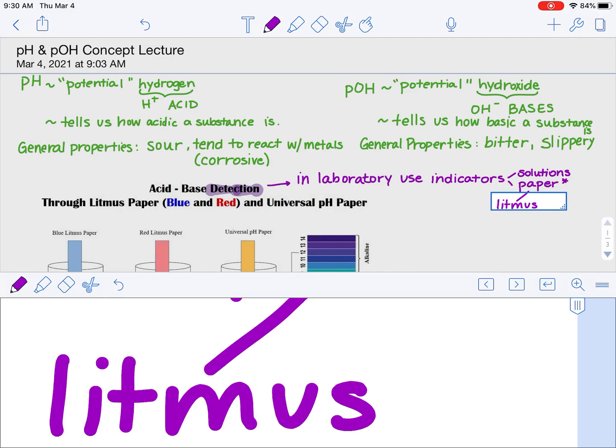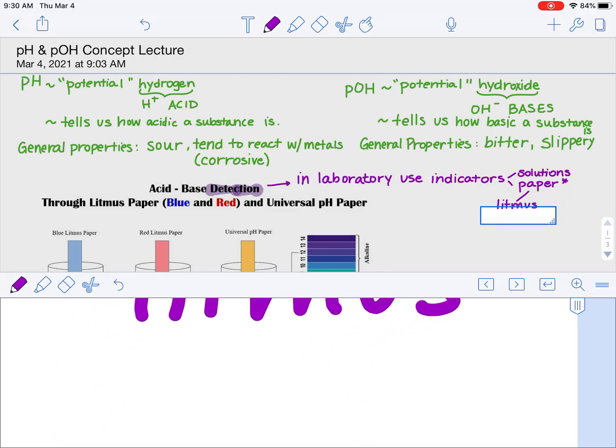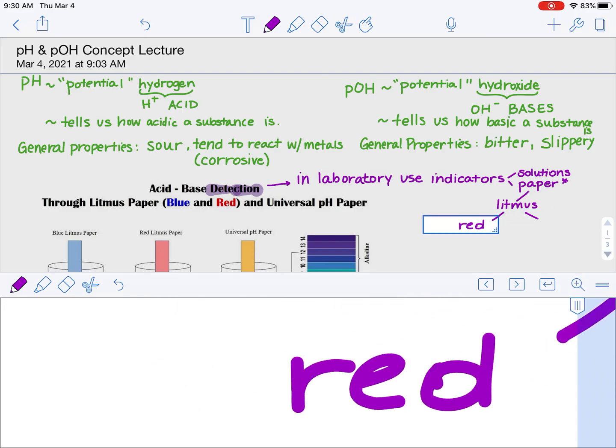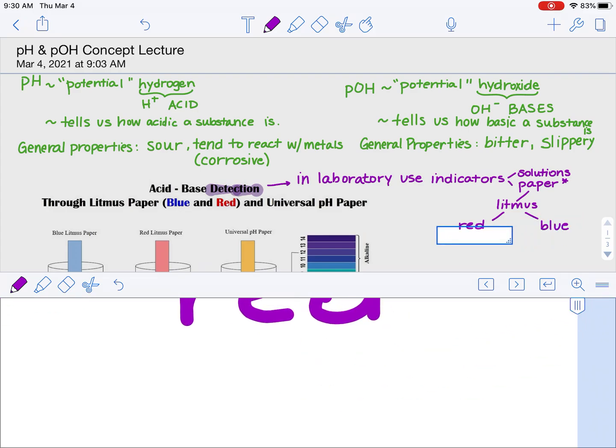The first type of paper is called litmus paper. And maybe you've heard in everyday vernacular that we need something to pass the litmus test. This is a really quick way to test whether something is an acid or a base. And there are two types of litmus paper. One type is red, the other type is blue.